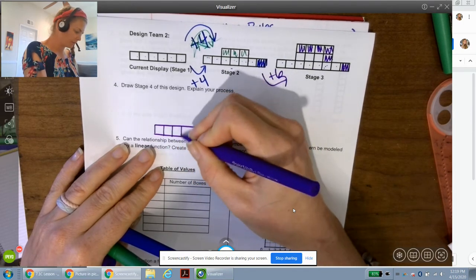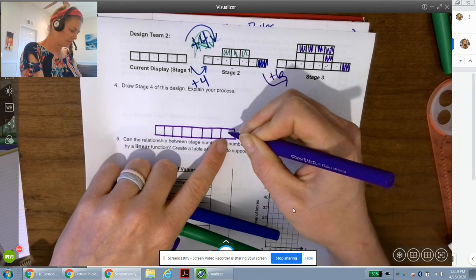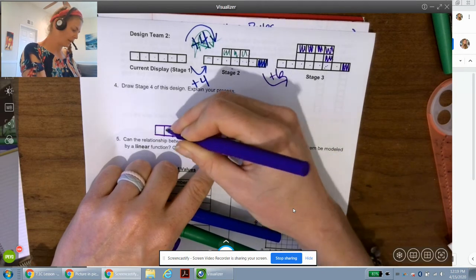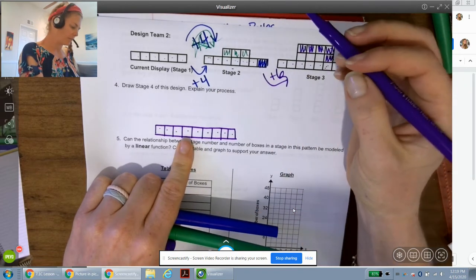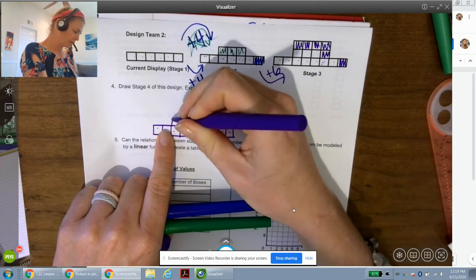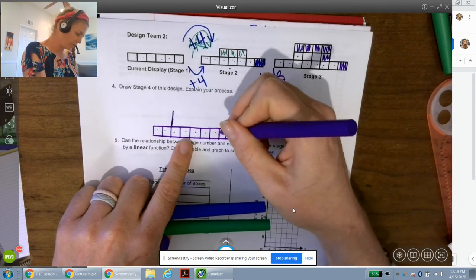1, 2, 3, 5, 6, 7, 8, 9. 1, 2, 3, 4, 5, 6, 7, 8, 9. And then we're still going to have just 2 on each end. And we're going to start building this column up. Before it was 3, so now it'll be 4.